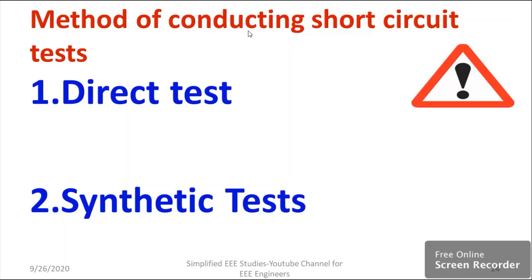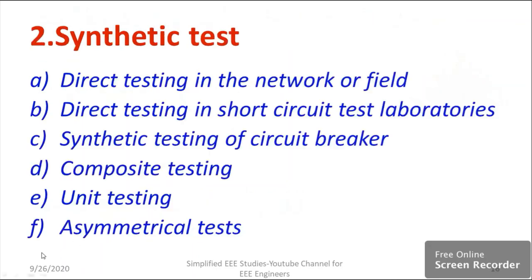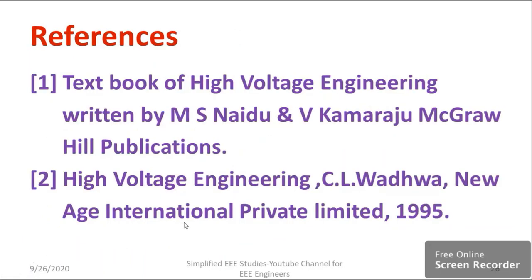In the short circuit test, we are familiar with two procedures: direct test and synthetic test. In order to conduct the synthetic test, we need to follow different procedures. If you follow different procedures, you will get A to Z performance parameters of the circuit breaker. You can go for different levels of testing. Okay, so this is regarding the synthetic test.